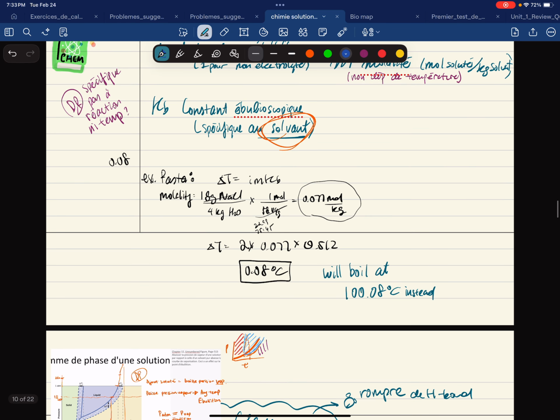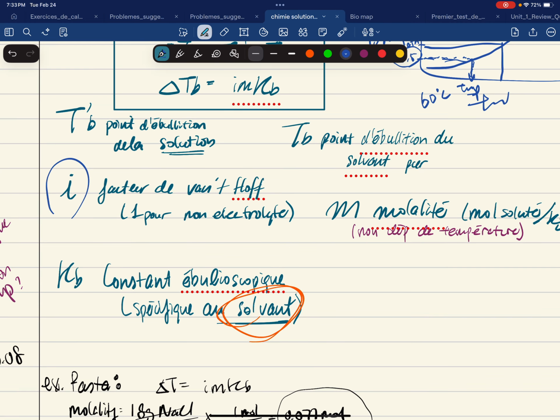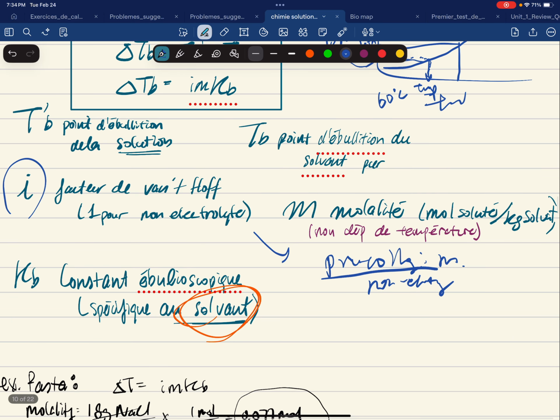So now we can talk about I, the van 't Hoff factor. Very important to know, it's the colligative property of the measured solution over that of a non-electrolyte. And this will usually be proportional to the number of ions formed. So if it's NaCl, it will be like 2.